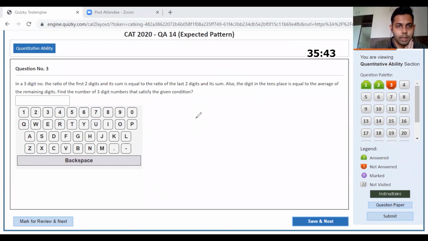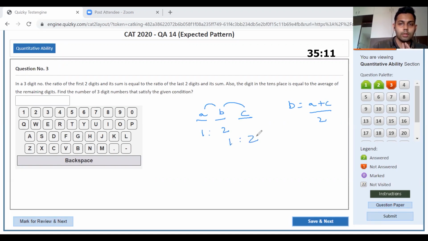In a 3-digit number, the ratio of the first 2 digits and sum is equal to the ratio of the last 2 digits and sum. So this plus this is equal to this plus this. Also the digit in the tens place is the average of these 2 digits. So basically what it's saying is B is equal to A plus C by 2. But the ratio is the same. That means if this is 1:2, this also needs to be 1:2, which means it is 1, 2, and 4. Let's say first case, okay, or it can be 2, 4, and 8, right?